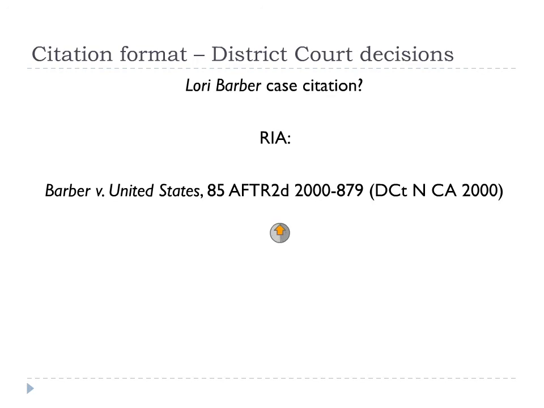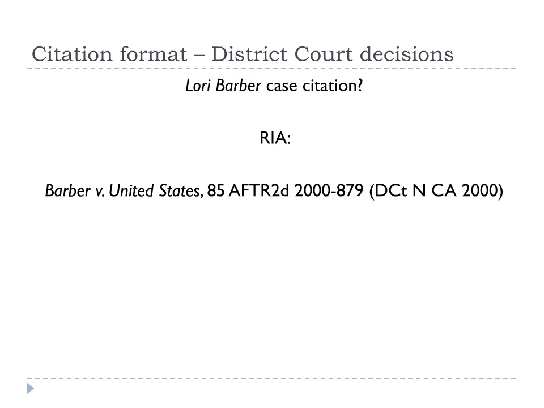The second part of the citation includes the reporter information. The 85 reflects the volume of the AFTR 2D reporter, and the 2000-879 that comes after the reporter name reflects the page number on which the case appears in the reporter.